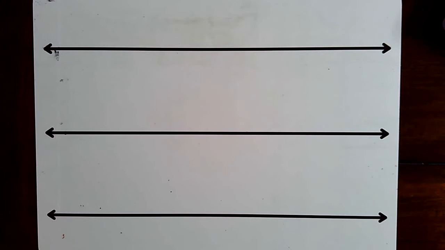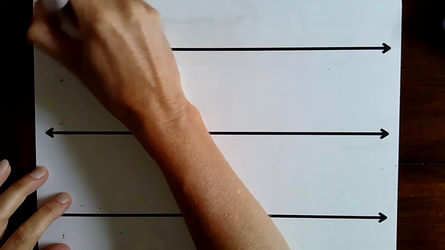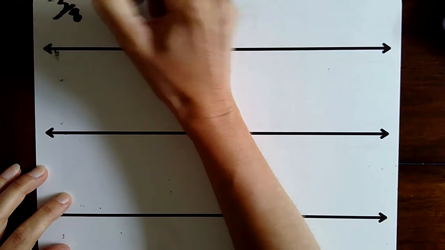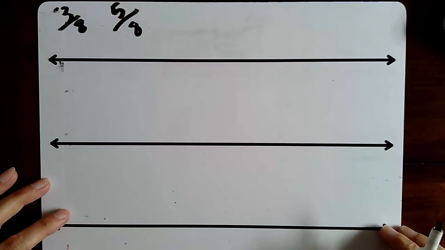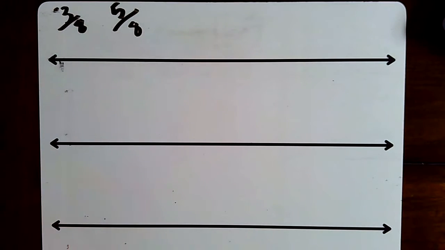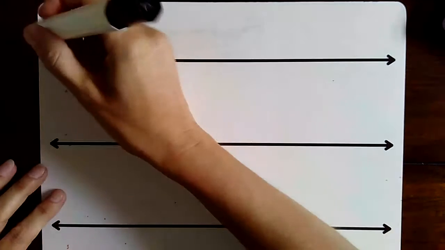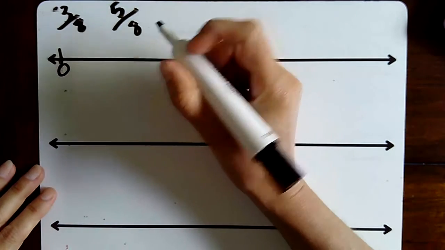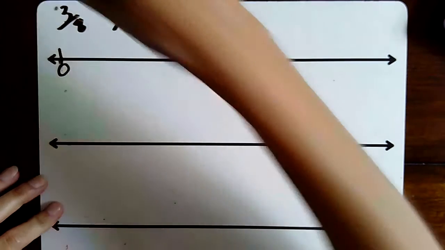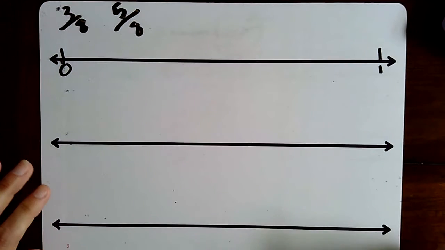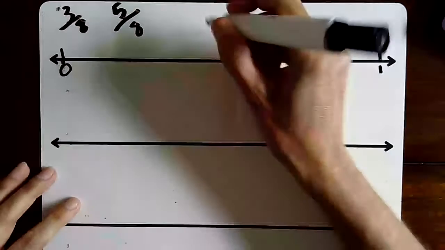And the first one that we're going to be comparing, we are going to compare 3/8 and 5/8. So for this one, because our denominator is the same, but our numerator is different, we can actually use one number line for this one. So for this one, we always start with 0. And when we're dealing with fractions smaller than a whole, we stop at 1. So we're going to go ahead and break this in half.